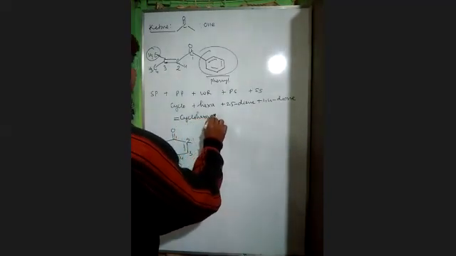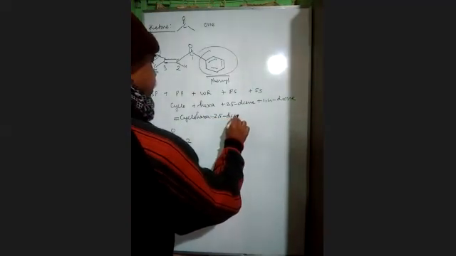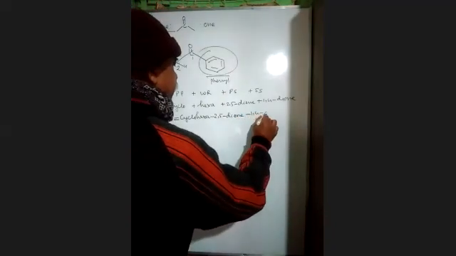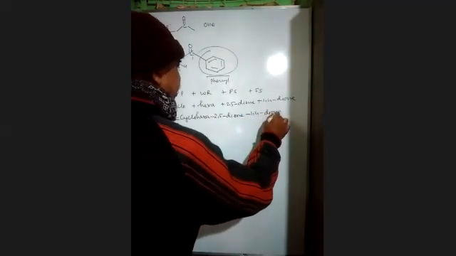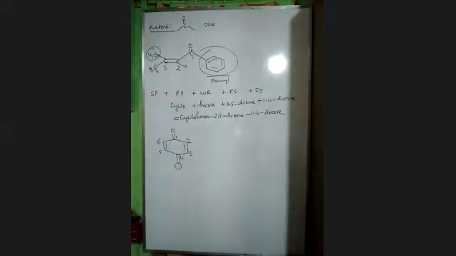So the name of the compound is cyclohexa-2,5-diene-1,4-dione. D is not a vowel, so this should not be removed. Okay. So now you are having holiday, so we will not.